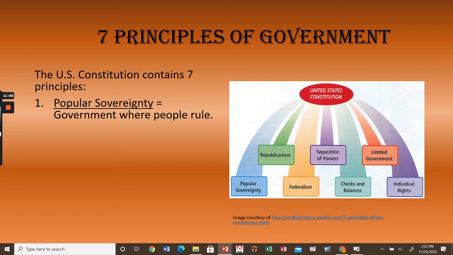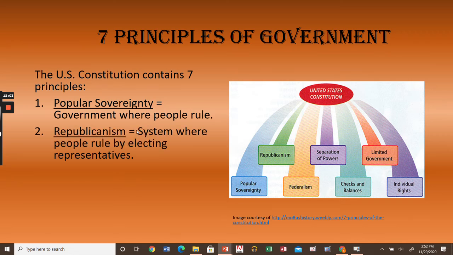Popular sovereignty. Popular basically refers to people. Sovereignty refers to ruling. Popular sovereignty is a government where people rule. Second, republicanism. This is a system where people rule by electing representatives. That's what we do in this country.